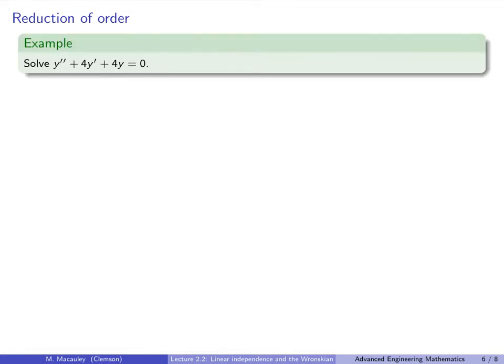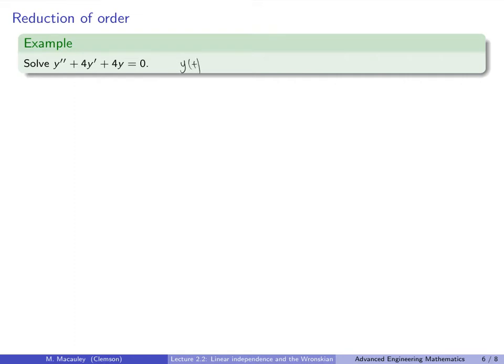Let's do an example of this reduction of order technique. So here is an example of a second order homogeneous ODE. So solve y double prime plus 4y prime plus 4y equals 0. Now, if you're watching my lectures in order, this should look familiar because we did this at the very end of the last lecture. So this is one of the ones where there's that double root.